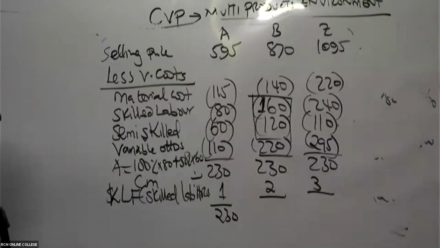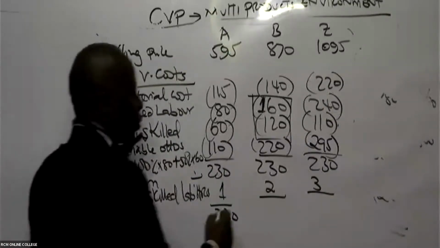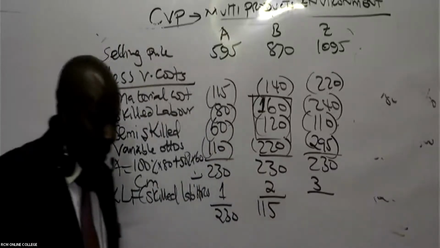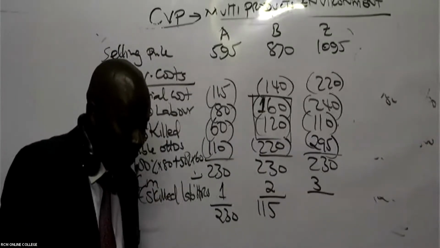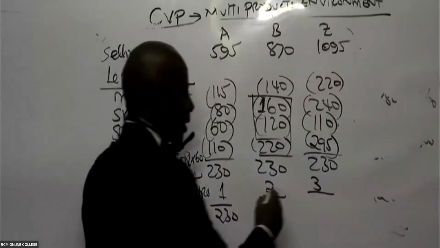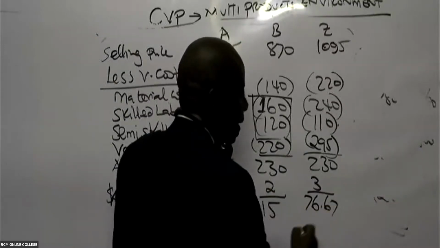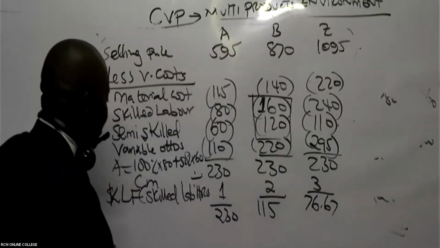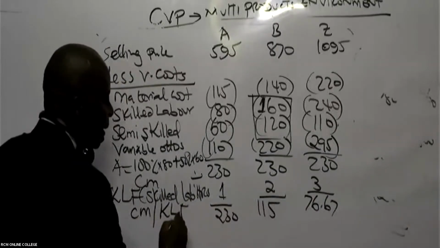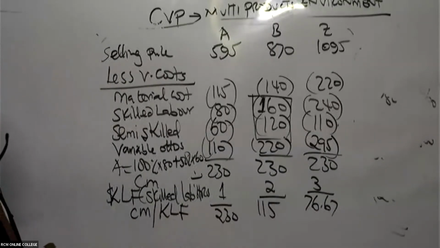115. Thank you so much. 230 divided by 3, an ugly number. 76.67. Yeah. So remember, this one will be called the CM per key limiting factor.